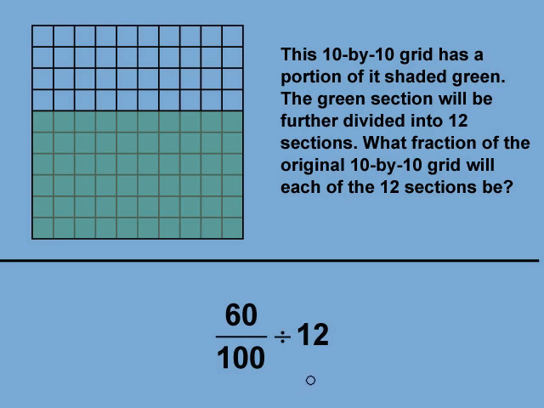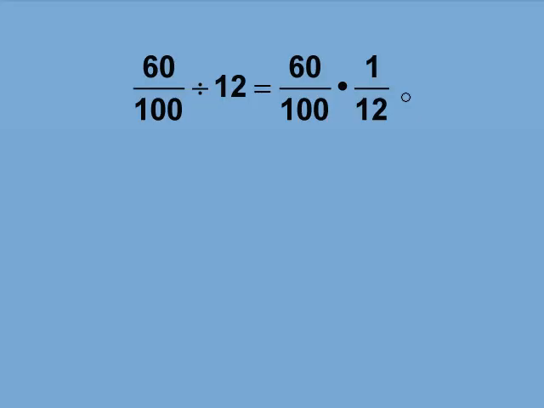As we noted earlier, dividing by a whole number is the same as multiplying by its reciprocal. So change the division statement to multiplication by 1/12. Next, look for common factors between 60 and 12. In fact, 12 itself is a common factor as shown here. The 12s divide out, leaving 5 in the numerator and 100 in the denominator.